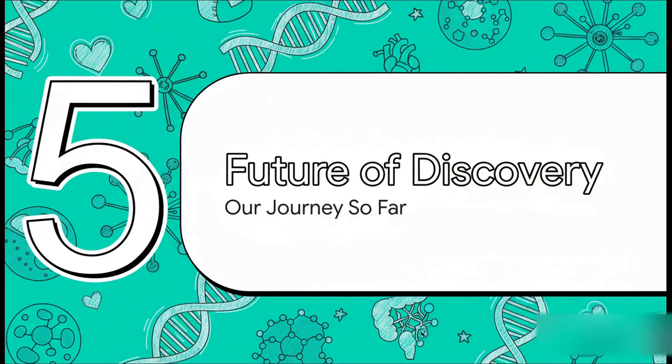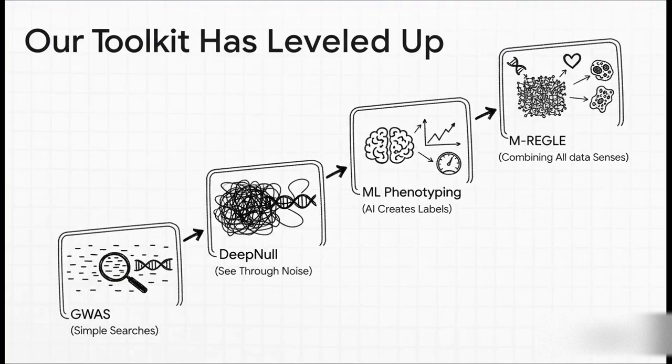So what a journey, right? We've basically watched the scientific toolkit for understanding our DNA level up again and again, with each new idea building on the one before it. I mean, think about it. We went from those early, simple searches with GWAS to getting a whole lot smarter about seeing through the biological noise with DeepNull. Then we took a huge leap and let the AI create its own, much better labels. And finally, we taught it to combine all its senses with MRGEL. Every single step has peeled back another layer of the onion, getting us closer to the real biology underneath.